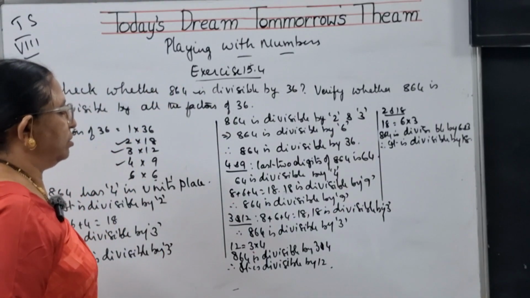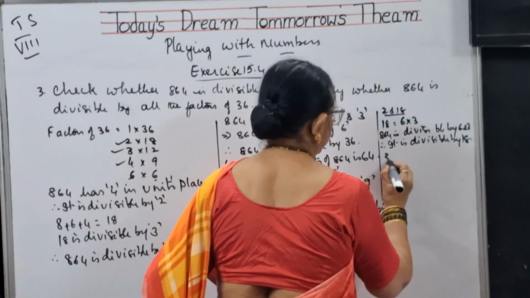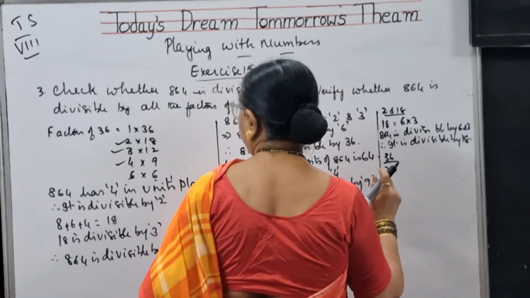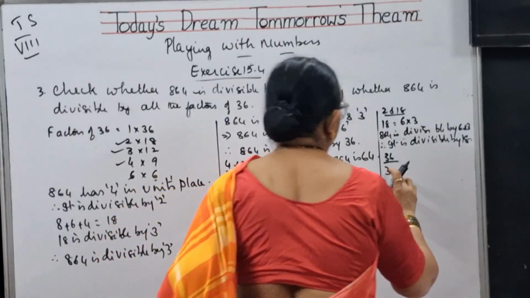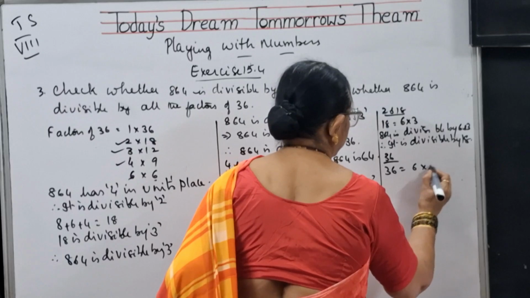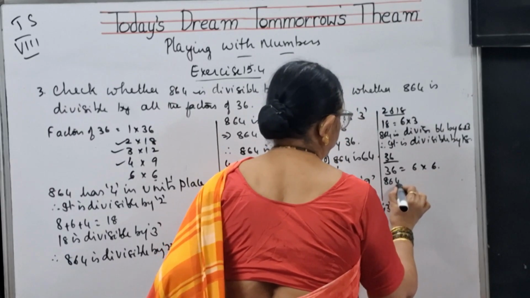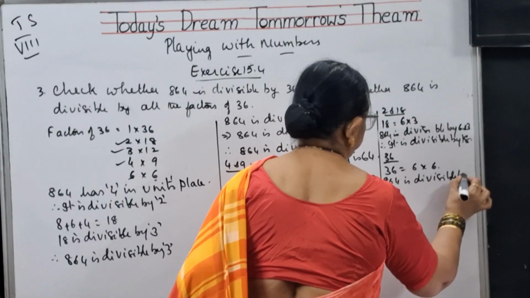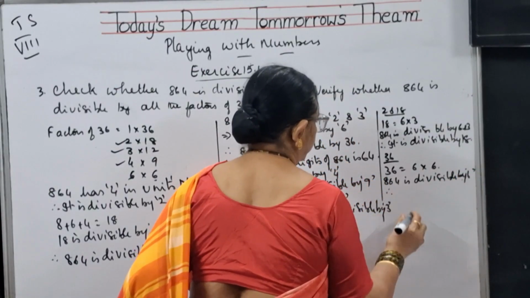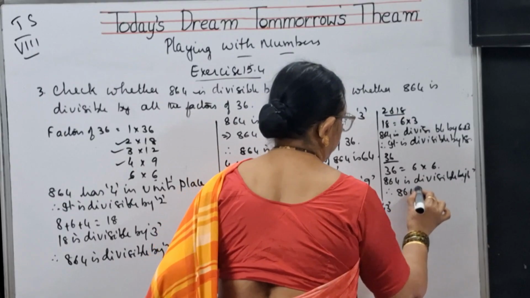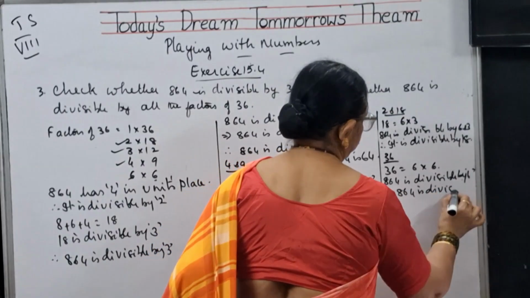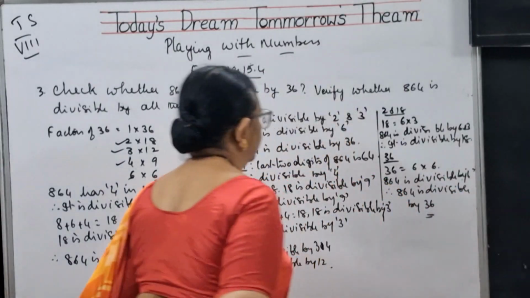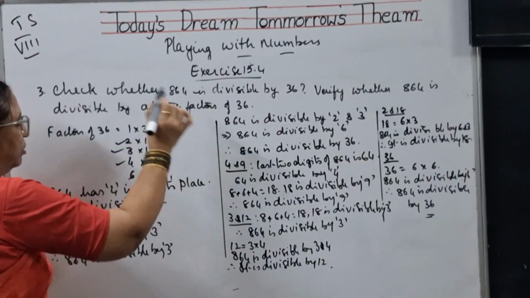And of course, 36. 36 factors are 6 and 6, and 864 is divisible by 6. Therefore, 864 is divisible by 36. So each and every pair I have proved, children.